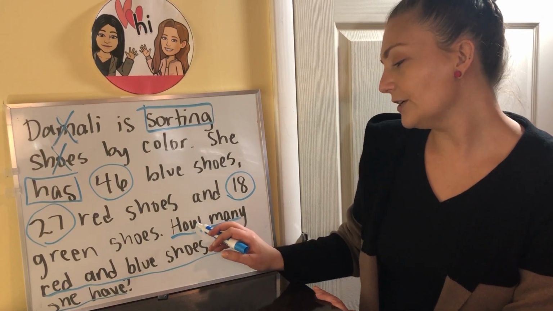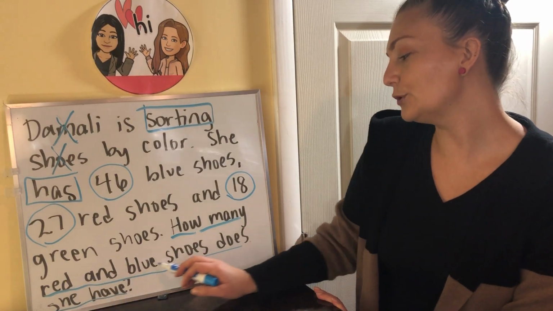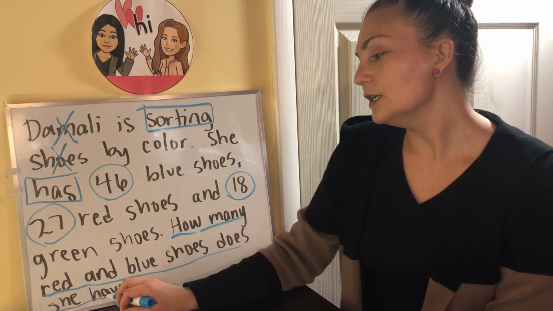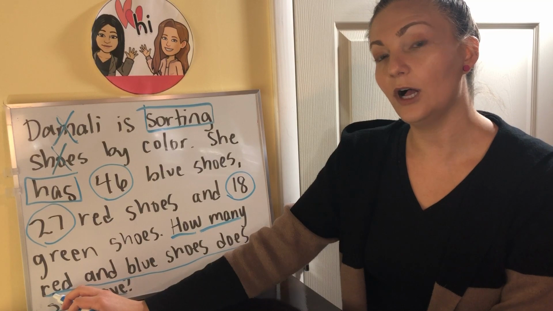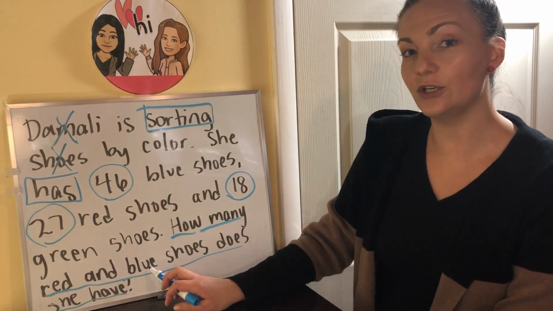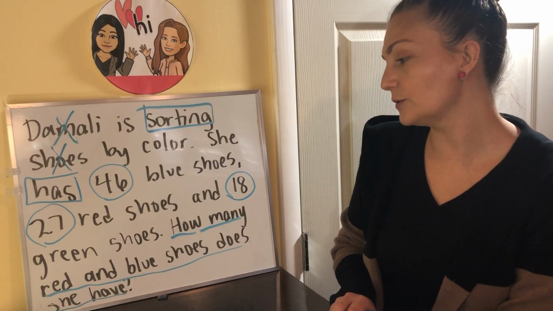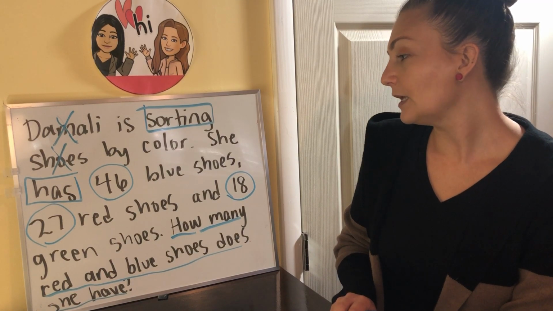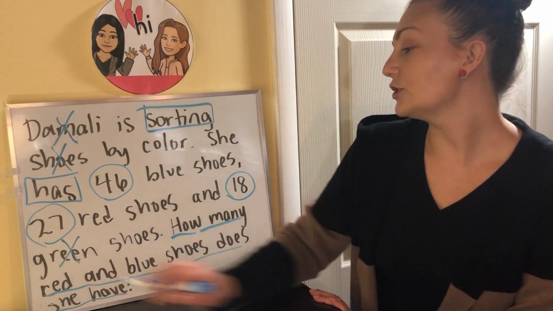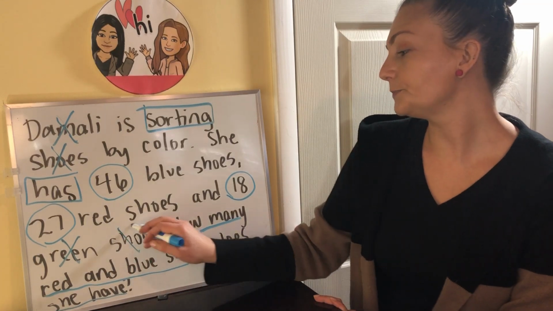But if we look down here, it says, how many red and blue shoes does she have? So we need to know about the red shoes, and we need to know about the blue shoes. Do we need to know about the green shoes? So maybe that is information that we don't need right here.